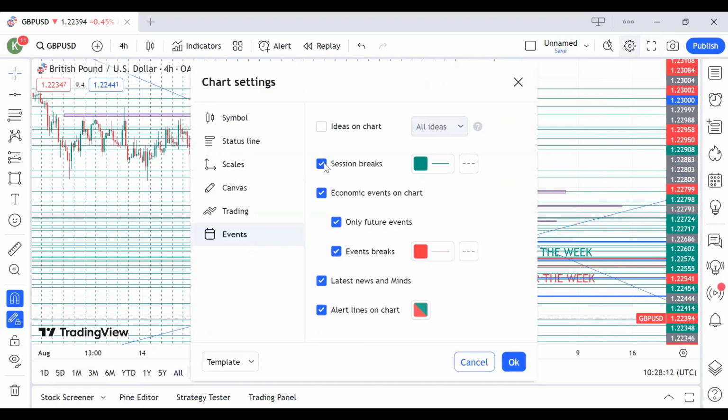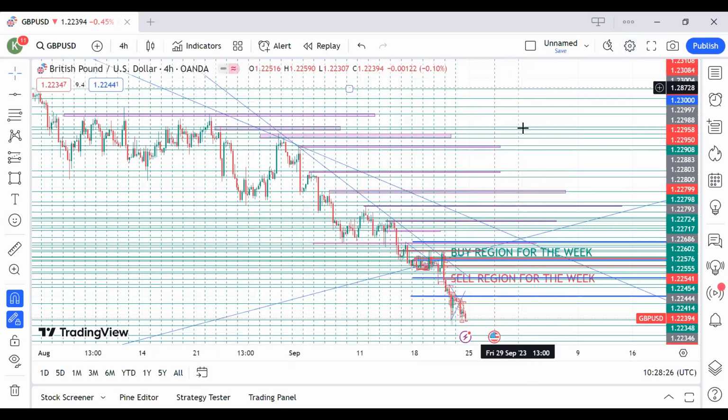When you click on event, you tick the session breaks. Now we use green line for session breaks. We use red line for events. You can turn on the economic events on charts, only future events, event breakouts, latest news and minds. We use red line for that.